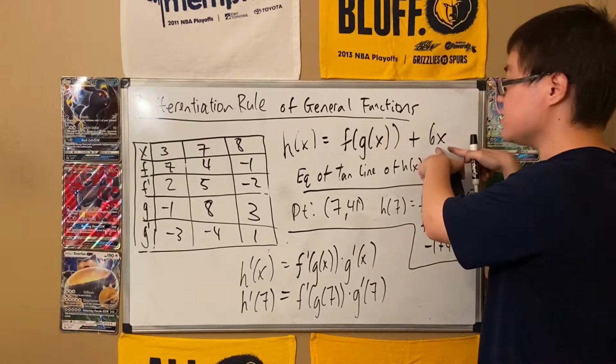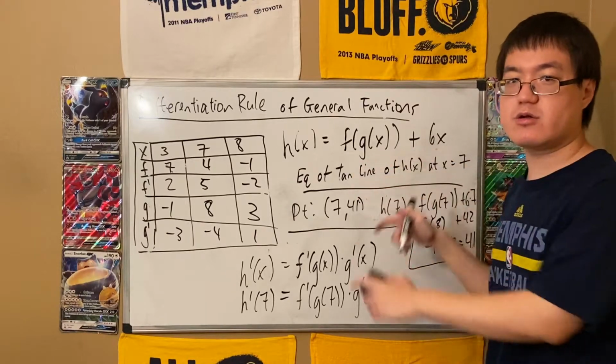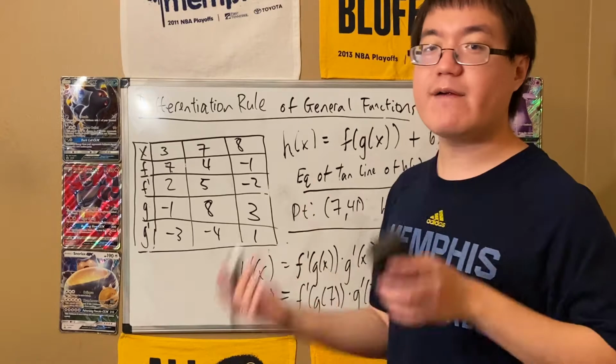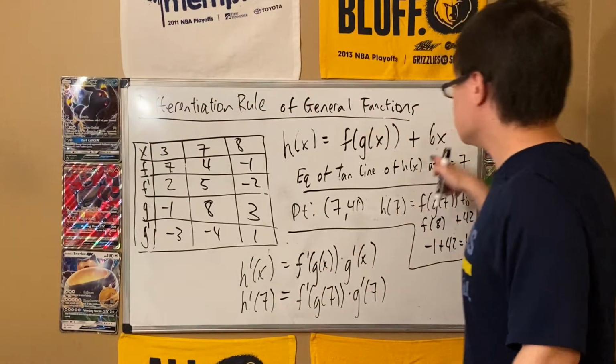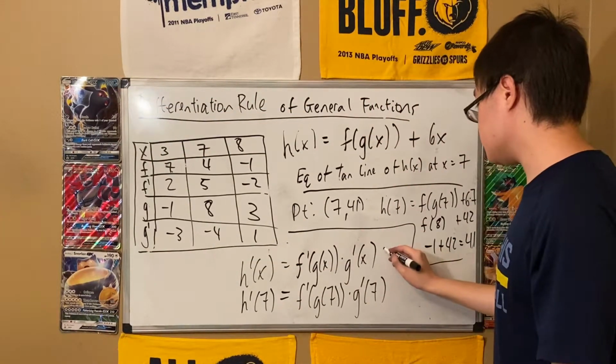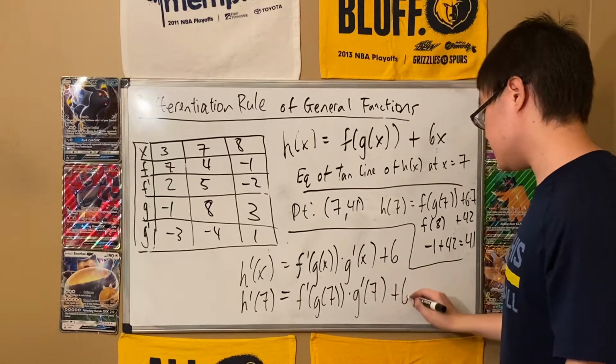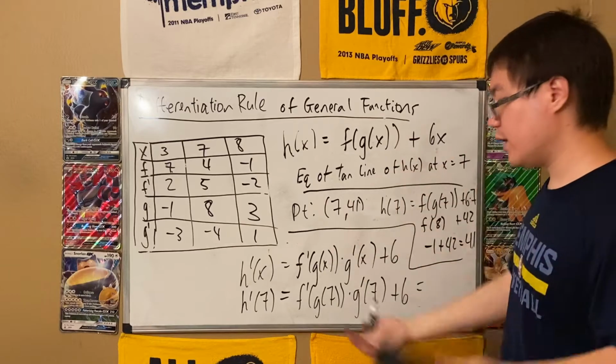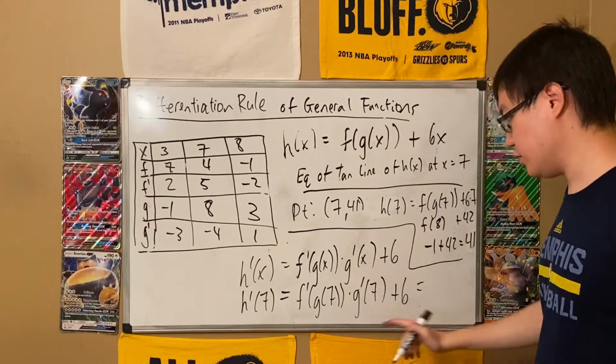Actually, I forgot this plus 6 because I was so excited to take the derivative. I know you are very excited to do the chain rule, but after the chain rule, just finish the question. So what's the derivative of plus 6x? That's just going to be plus 6. So we need to add plus 6 at the very end of this. I caught my mistake, so everything was good in the end.